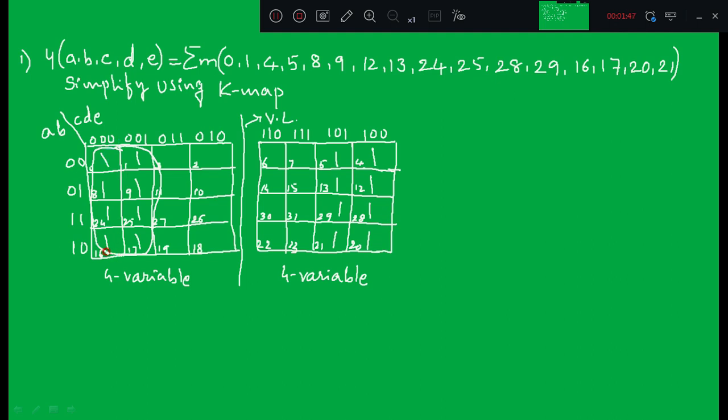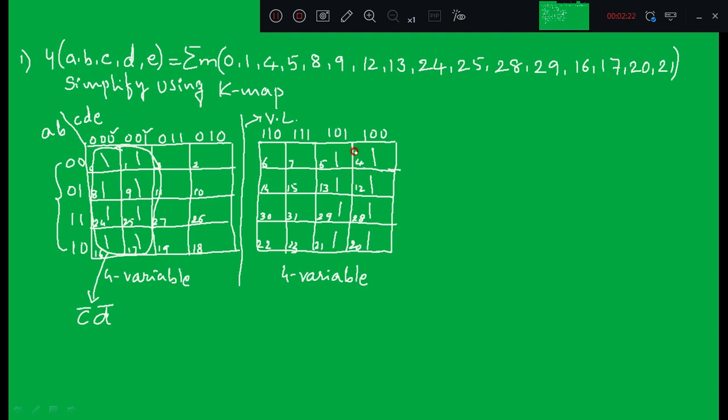Since we are grouping 8 ones, we are going to eliminate a total of 3 variables, right? Here a and b are complement to each other, so a and b will not appear in the term. One more variable which is going to be eliminated is e, because e is 0 here and e is 1 here, both complement to each other. So the term for this grouping is c bar, because c is 0, and d is also 0, so c bar d bar, right? For this first 4 variable K-map.